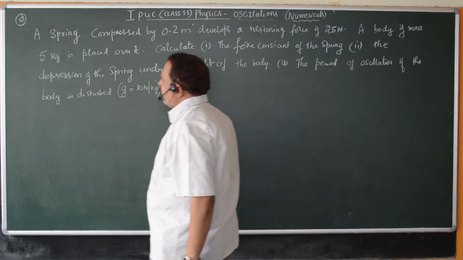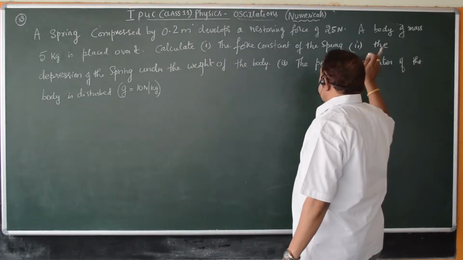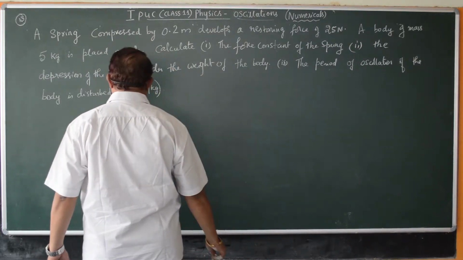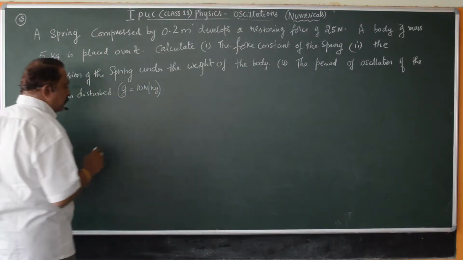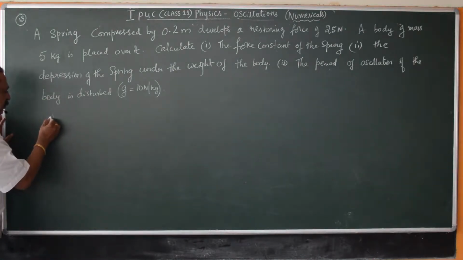Now, a body of mass 5 kg is placed over it. Calculate the force constant of the spring, the depression of the spring under the weight of the body, the period of oscillation of the body if the body is disturbed. Now, let us have some diagrams to understand this.